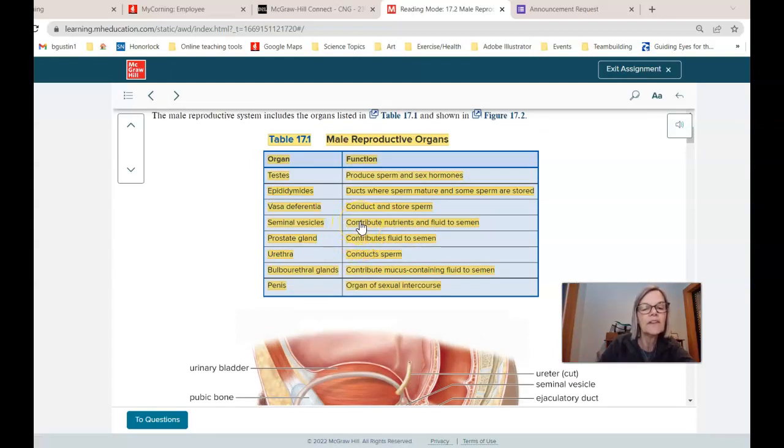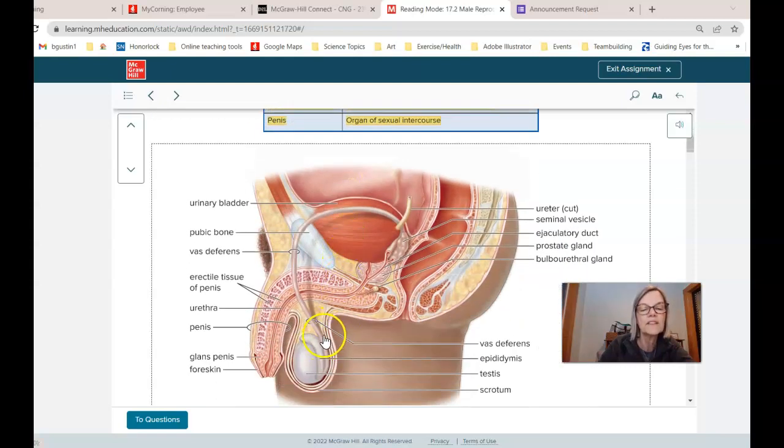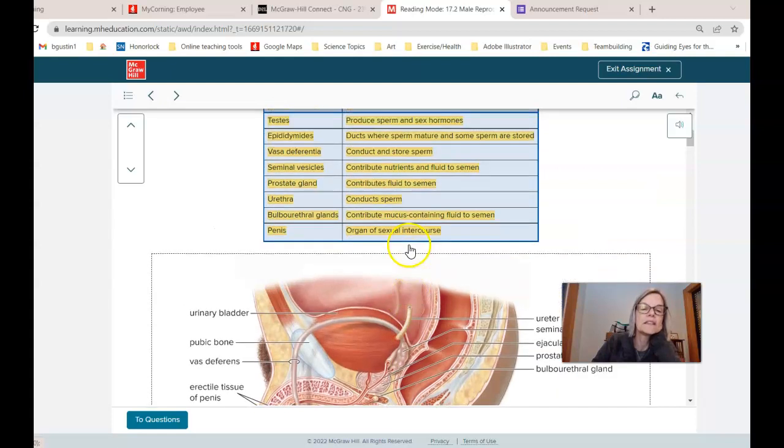The semen itself is made by three different glands: the seminal vesicles, the prostate gland, and the bulbourethral glands. And so there's two seminal vesicles, one prostate gland, and two bulbourethral glands. So if I follow the vas deferens, so sperm are produced, they're pushed up into the vas deferens, and then you'll notice that then connects here with the seminal vesicle. And so there's two seminal vesicles, one for each side. And the seminal vesicles contribute to making the semen, and it says contributes nutrients and fluid to the semen.